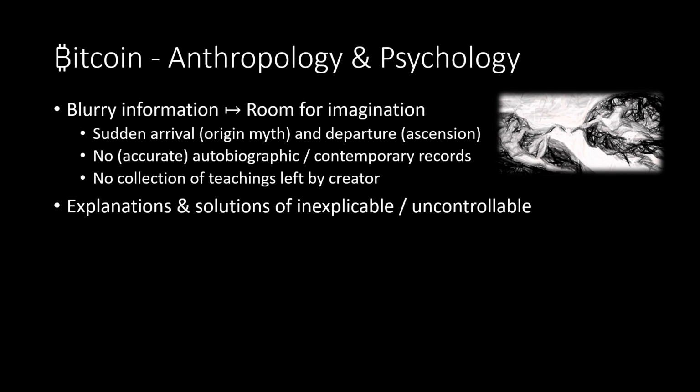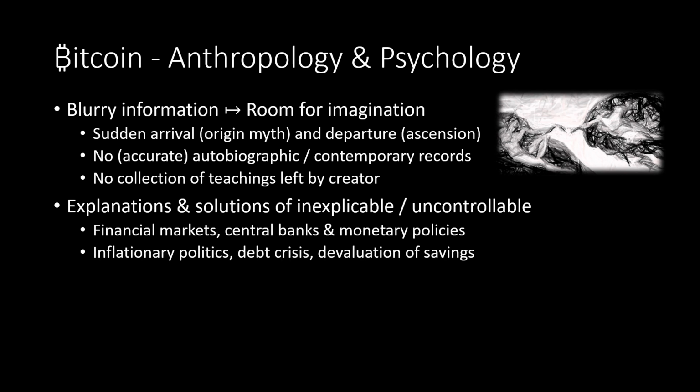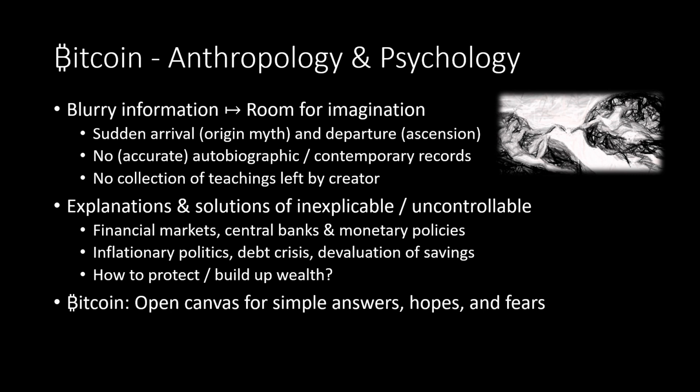The human mind also seeks explanations and solutions for the inexplicable and uncontrollable, like many archaic religions are doing. And in terms of Bitcoin, people looked at financial markets, central banks, and their monetary policies and were fearing that they were losing their financial assets. So they were worried about inflationary politics, the ongoing debt crisis, which is still ongoing, and the devaluation of their savings. So a question a lot of people had is how to protect and build up wealth in a time of financial crisis and uncertainty.